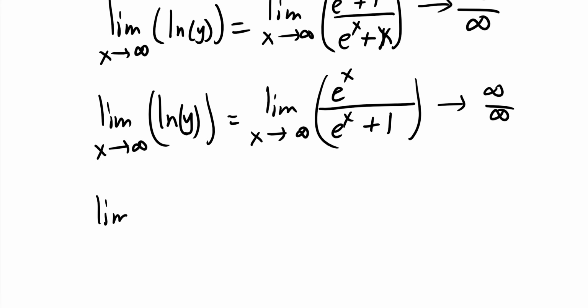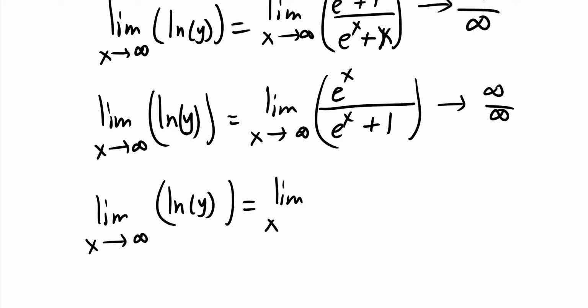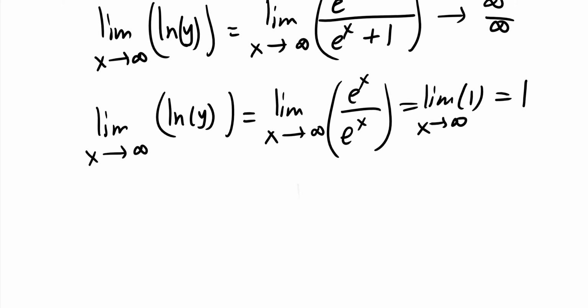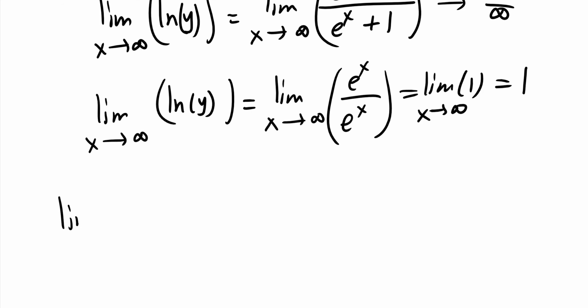So that's the good thing about L'Hopital. You can use it as many times as you like. As x goes to infinity, e^x over e^x. But e^x over e^x is 1. So I'm basically finding the limit of 1 as x approaches infinity, and that's 1. But keep in mind, the answer is not 1. So we're going to go back and ask, what was I trying to find?